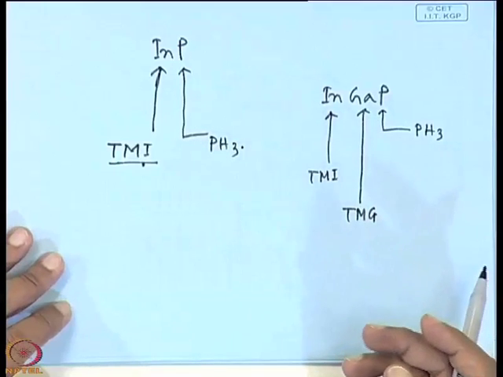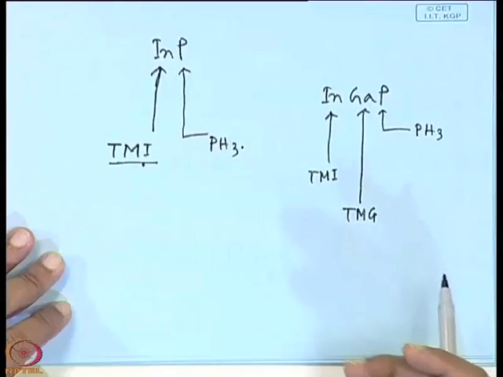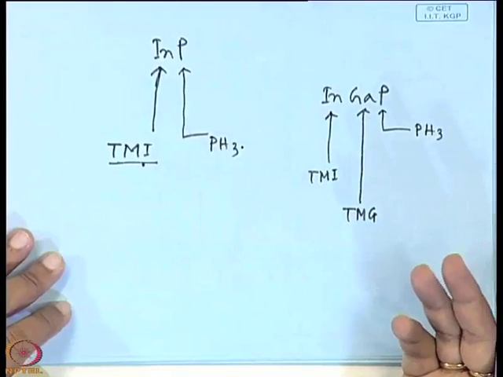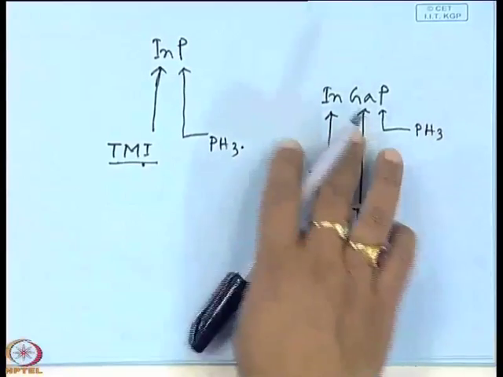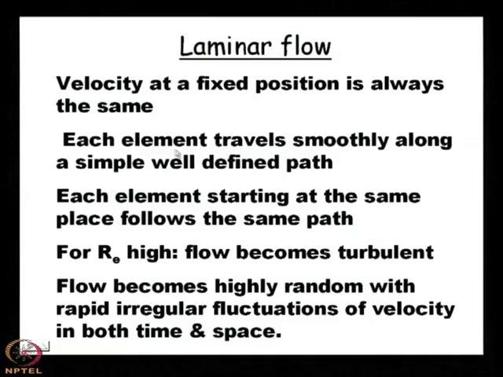Then it will be hydrogen as well, and if you dope it p type or n type, the dopant molecules will also be there. Okay. So, each element, considering all those things, travels smoothly along a simple well defined path. Each element starting at the same place follows the same path.